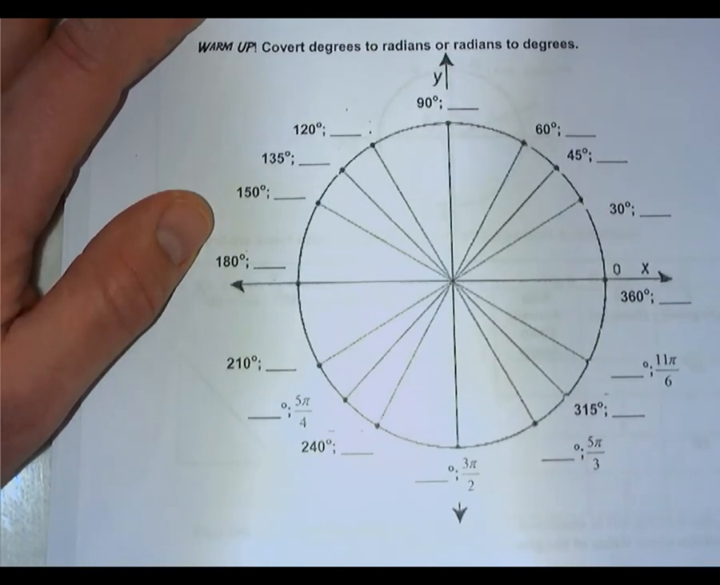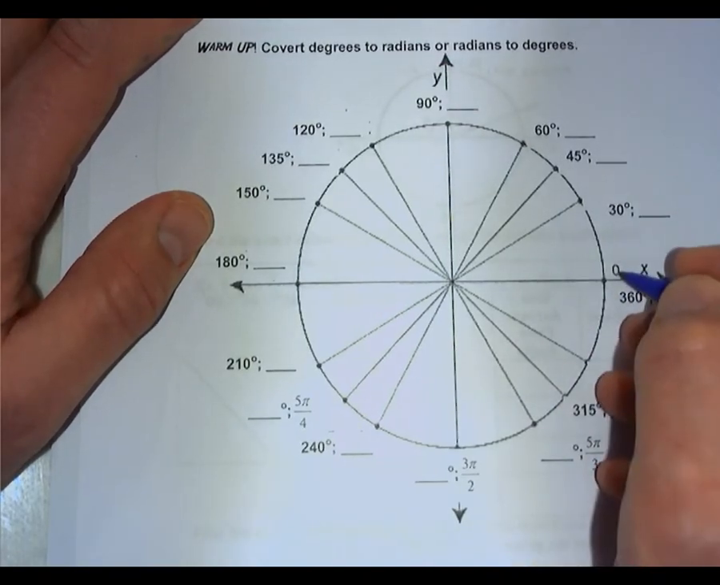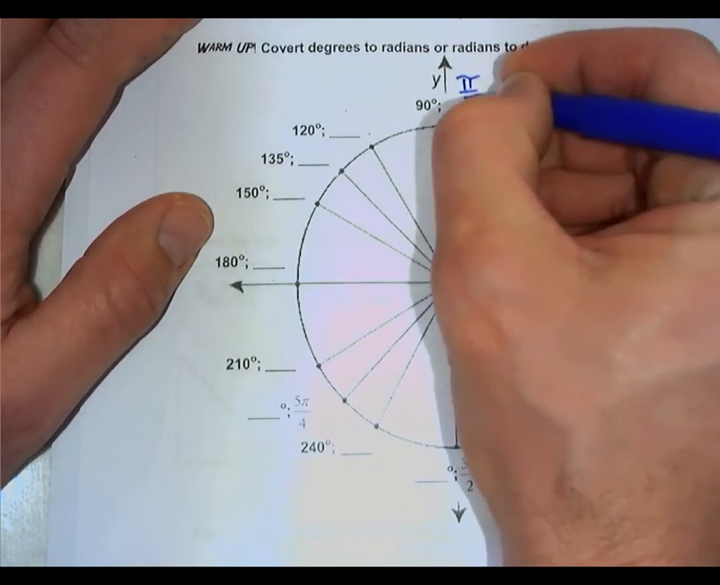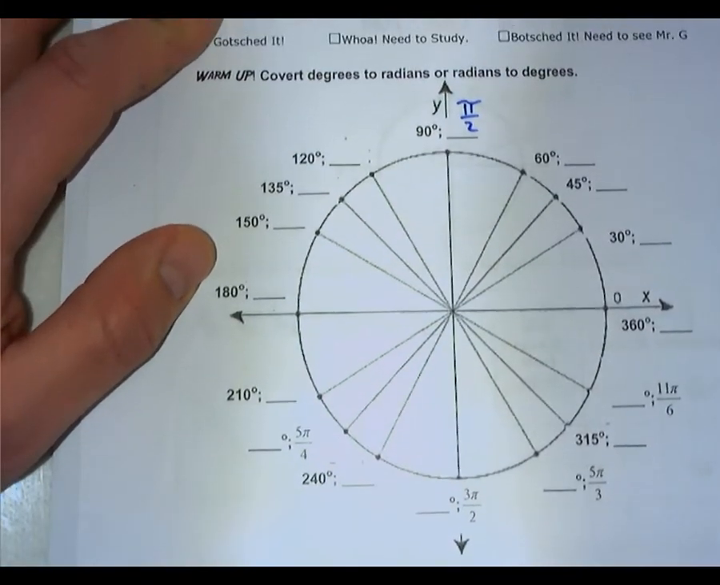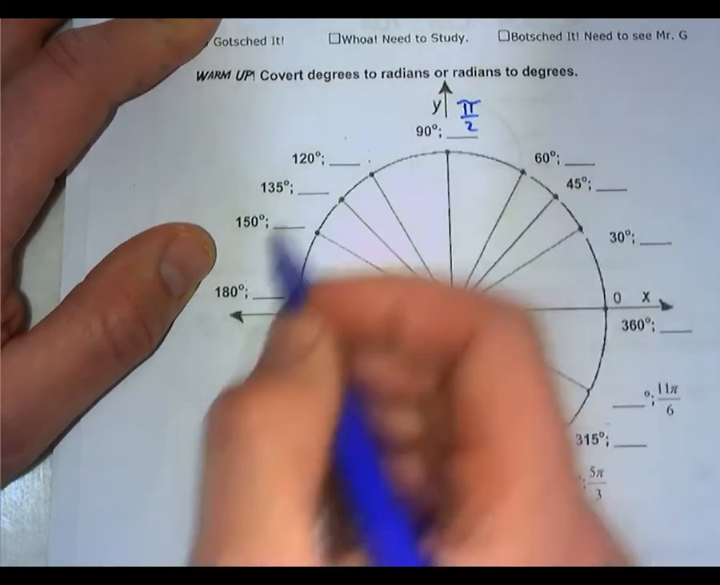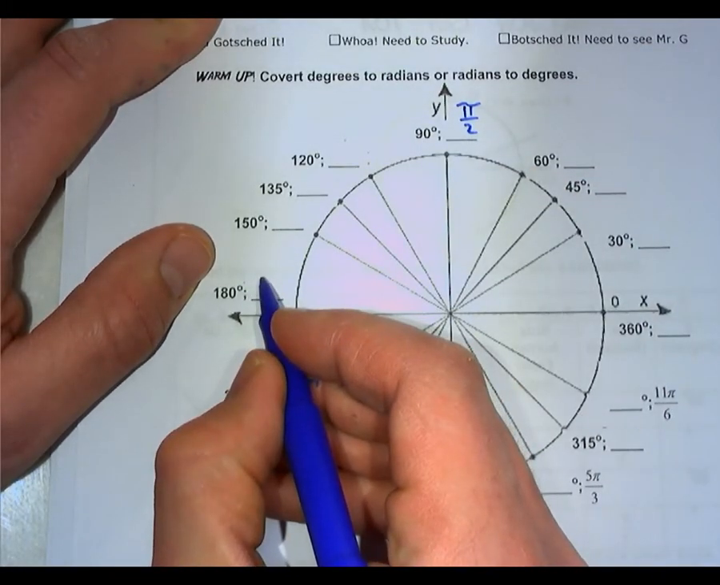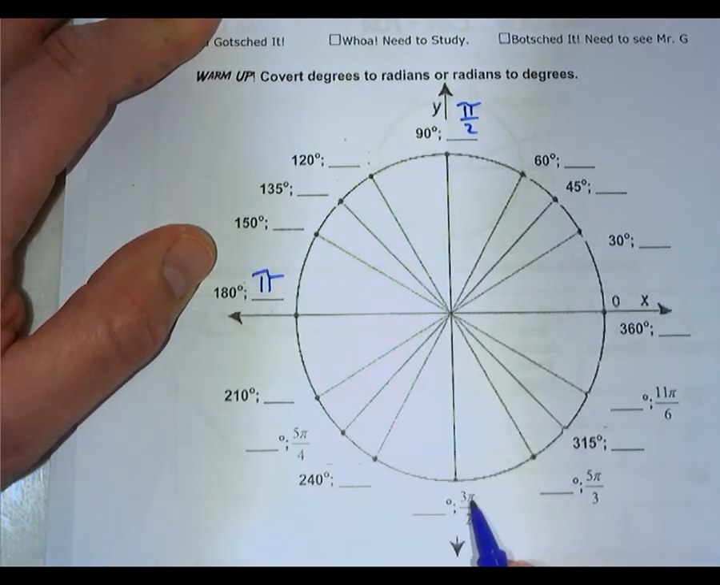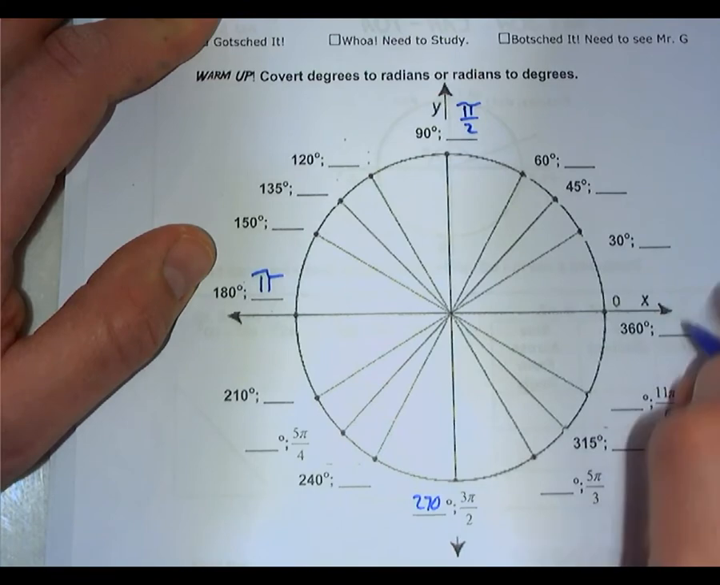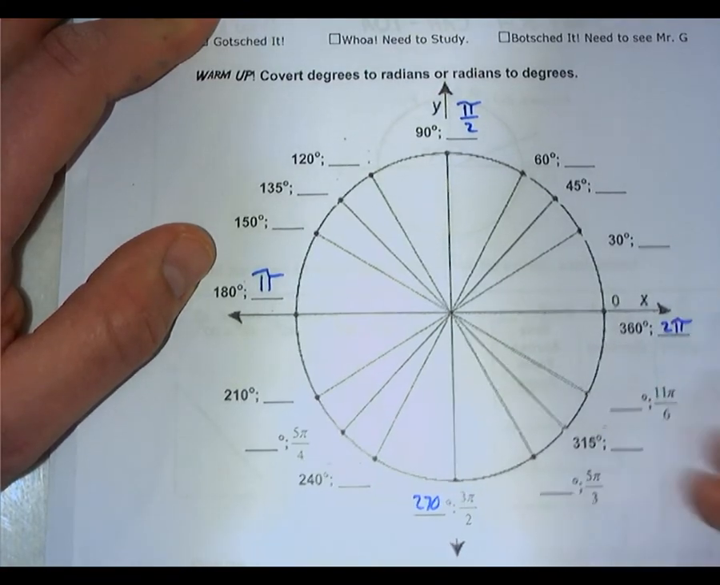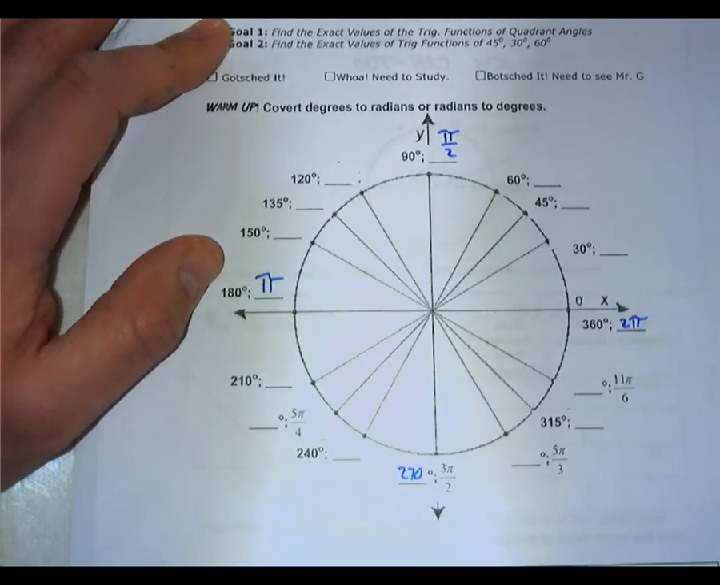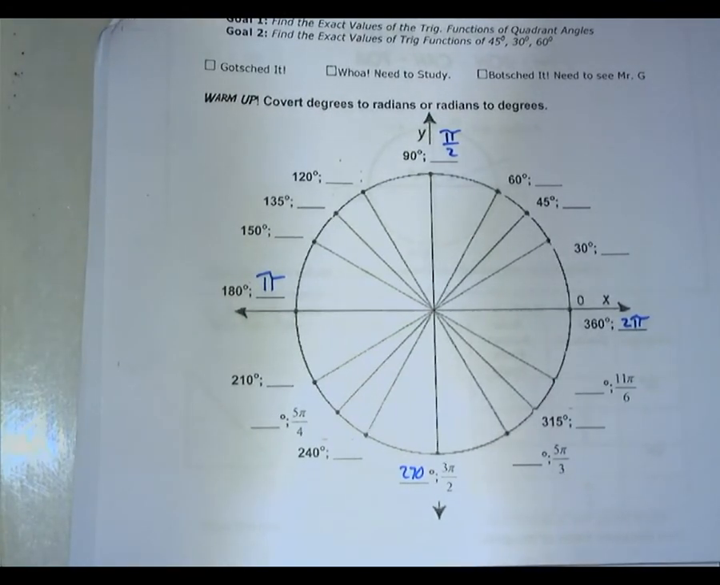So as I take a look, I got 0 and 360. 90 is pi over 2, so that's 1 pi over 2. And this is going to be 2 pi over 2, which is pi. Then 270 is 3 pi over 2, and then 4 pi over 2 reduces to 2 pi. So we got our 4, those are our quadrantal angles.